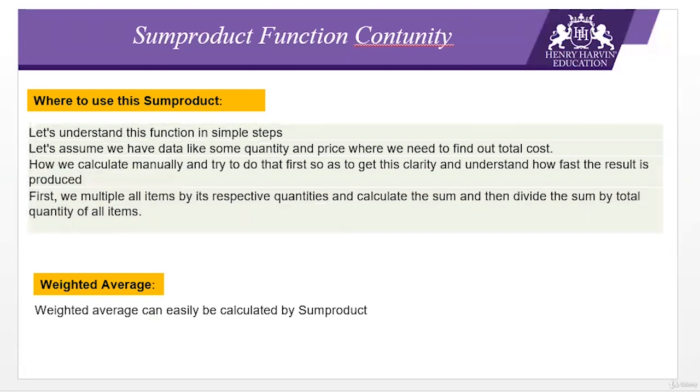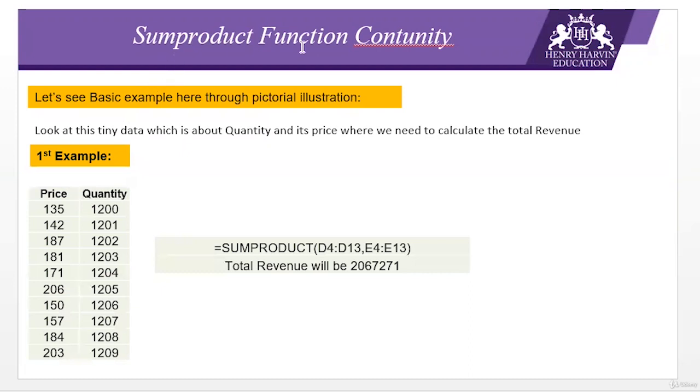All right. So now you see the SUMPRODUCT function continuing over here. This is one example we are giving. This is a small tiny data set. We have to find out total revenue. So there are two things: either you multiply price and quantity in a helper column and then take the sum, or you select the array, and then total revenue will be calculated within seconds.